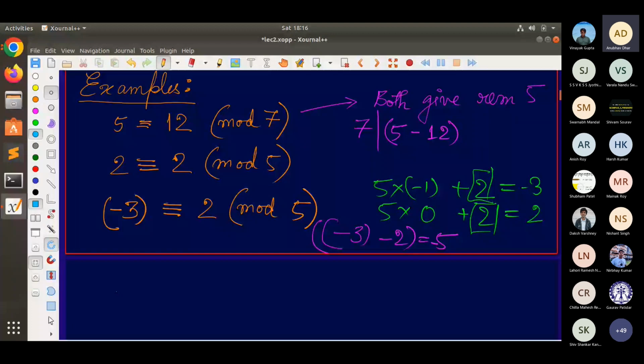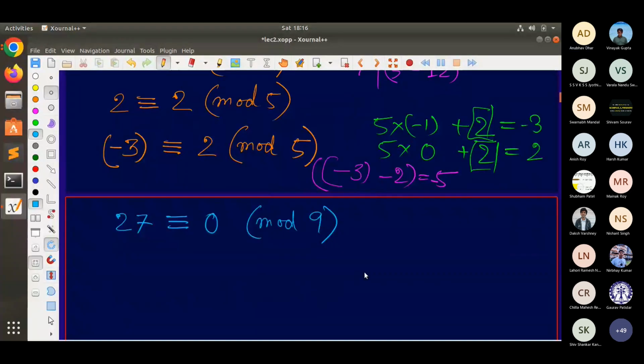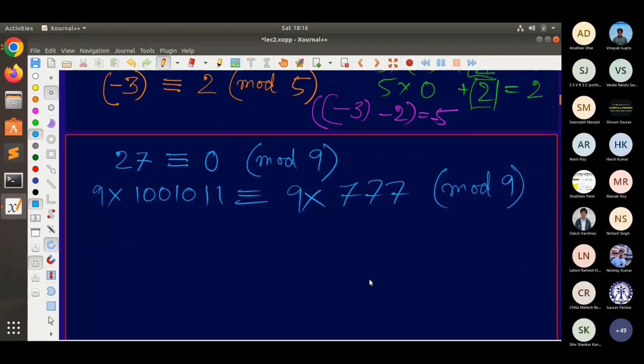We can also write something like 27 is congruent to 0 mod, let's say 9. This is obvious, right? In fact, 9 into 1001 is congruent to any other multiple of 9, like 777, because the remainder over here is 0 and the remainder over here is also 0. This is clear, right?